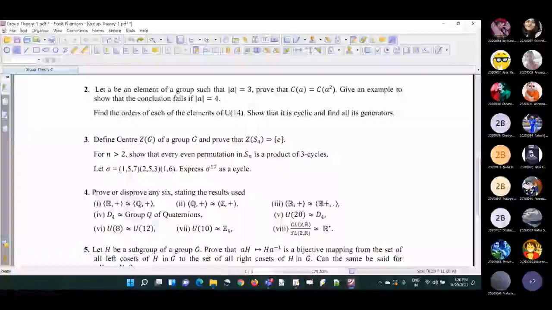The next part is that for n greater than 2, we need to show that every even permutation in Sn is a product of 3-cycles. So one thing we know is that every permutation can be written as a product of dot dot dot. What can you say? Do you remember? Sir, 2-cycles. Yeah, a permutation can be written as a product of 2-cycles.